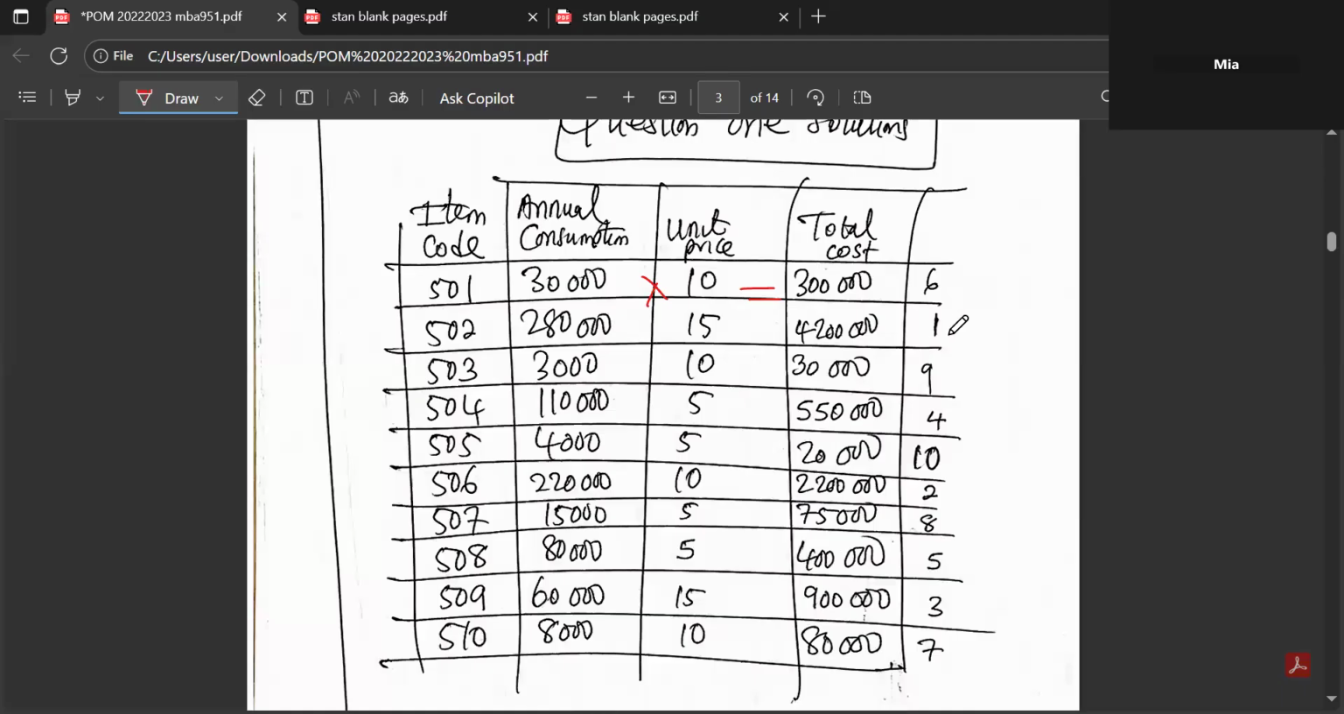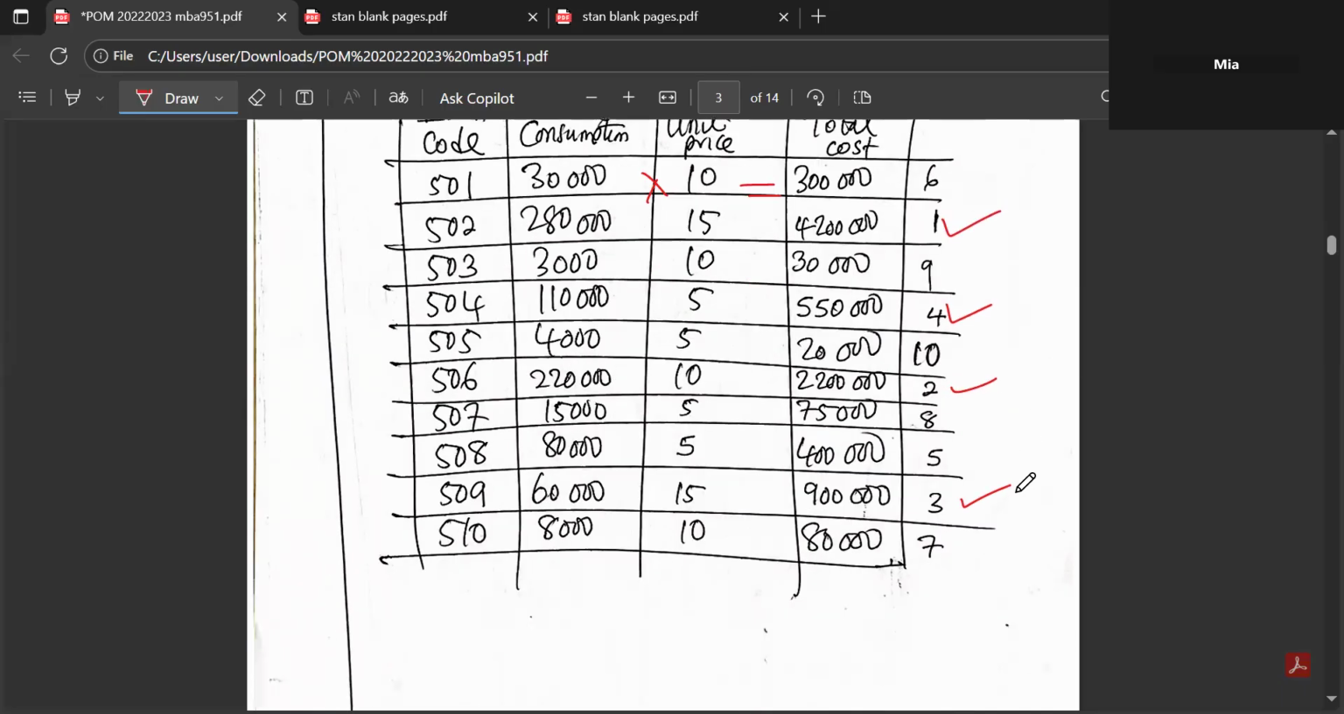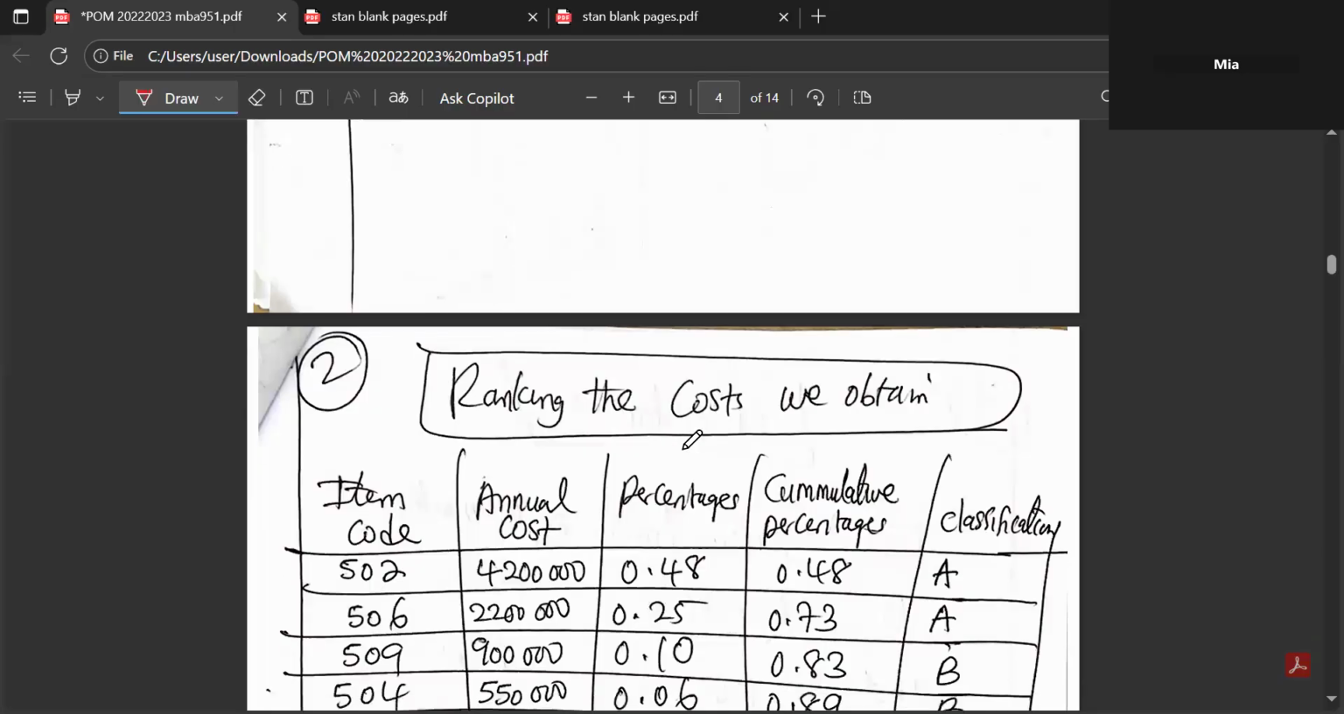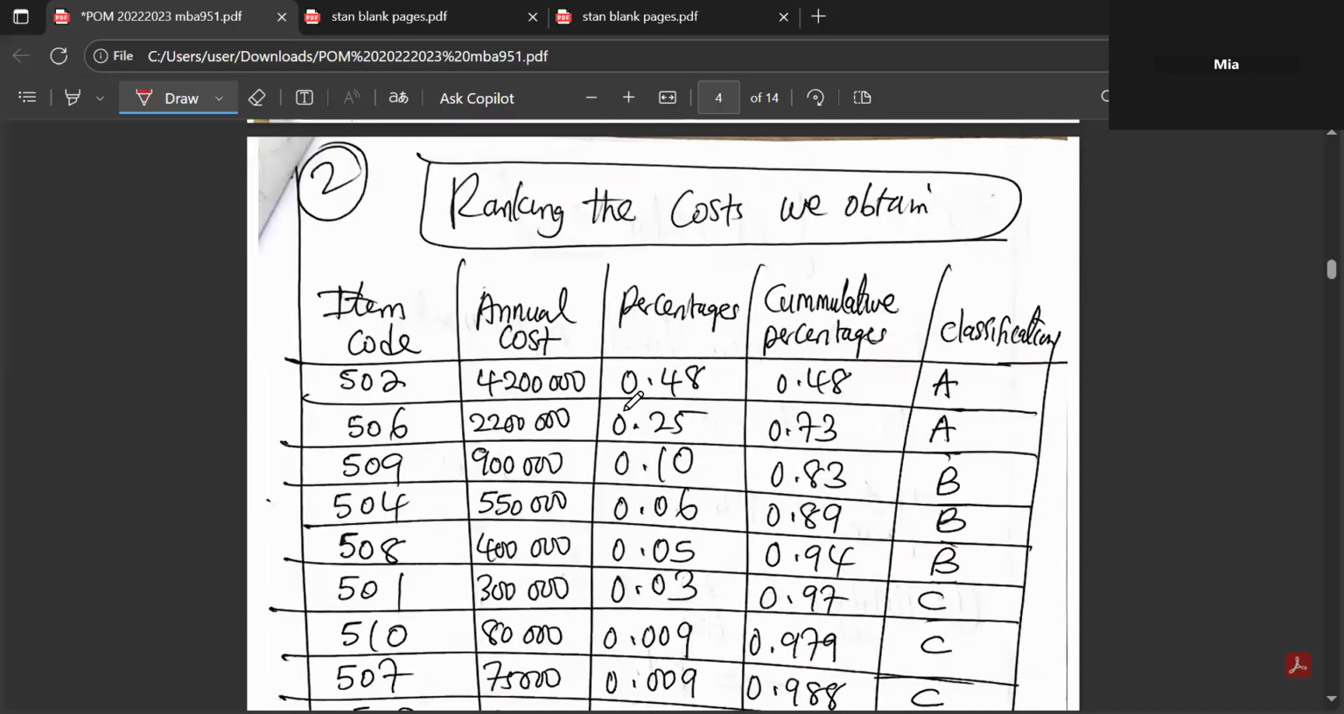So the first one is 4,200,000, followed by 2,200,000, followed by 900,000, followed by 550,000, followed by 400,000, followed by 300,000, getting down the list, followed by 80,000, followed by, of course, 25,000, 30,000, and 20,000. So this is how we are now ranking. So 502 is the first one.